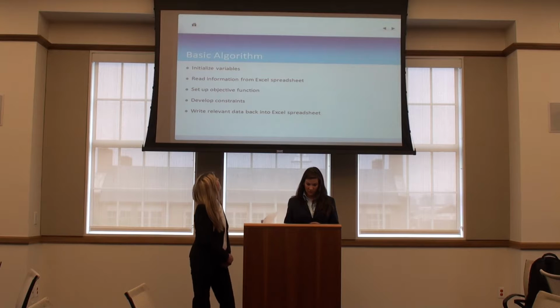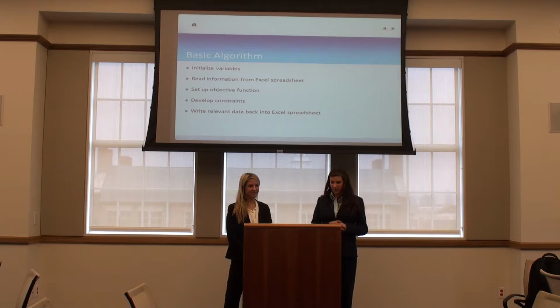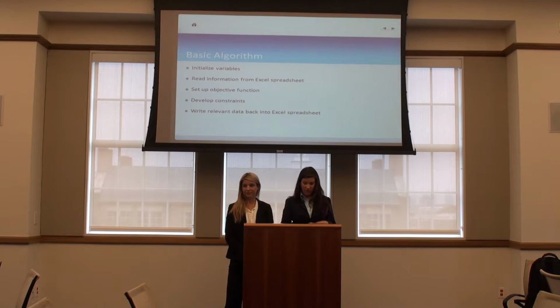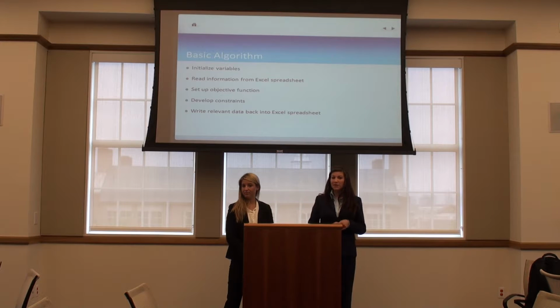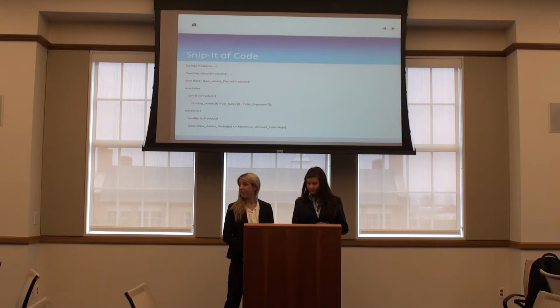So our basic algorithm was first to initialize all the variables, then read the information from the Excel spreadsheet and assign it to the variables we initialized. Then we had to set up our objective function, which is to maximize net income, develop constraints such as the minimum number of new assets under each product, the maximum number of new accounts under each product, commission expenses, IT expenses, new account expenses, and then write the relevant information back into Excel so we can analyze it.